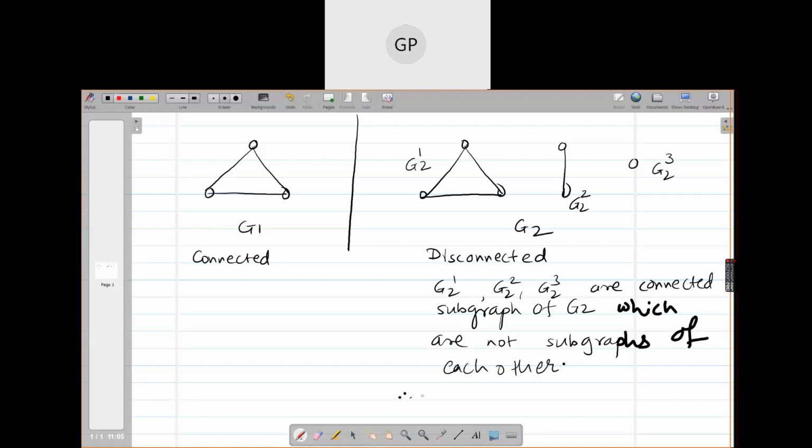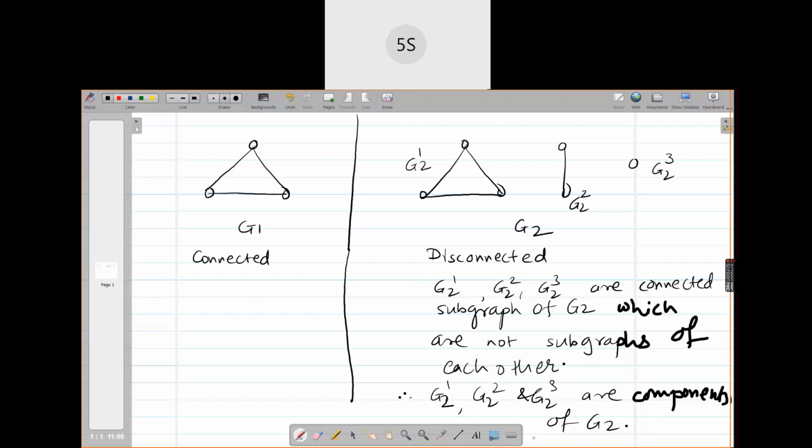Yes, ma'am. And therefore G21, G22 and G23 are components of G2. So how many components you can see in G2? Three. Number of components in G2? How many components? 1, 2 and 3, right? Are you getting it?